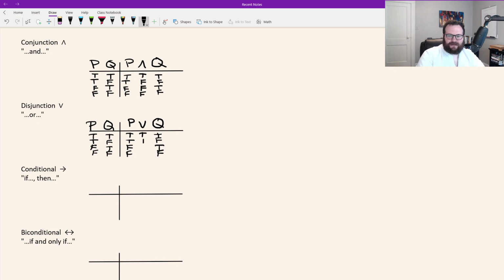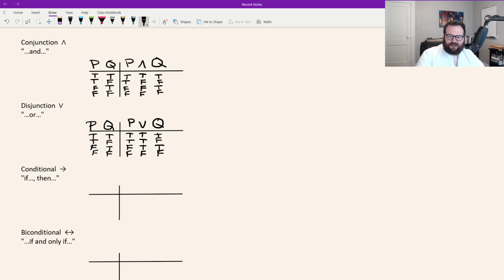On row 2, we know it's true because P is true. Even if Q is false, the disjunction is still true. On row 3, we know it's true because Q is true. But on row 4, neither P nor Q is true, which means this has to be false. Okay? So, while conjunction is very restrictive, right? There's only one way for it to be true. Disjunction is very permissive. There's only one way for it to be false.